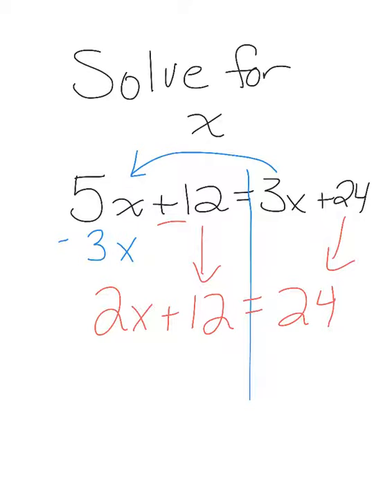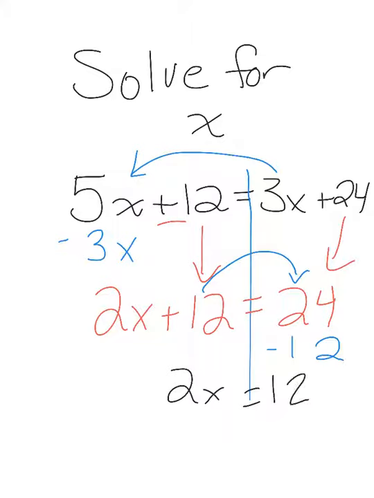So now I know all my x's are on one side, because they're all right here. Now I have to get my units on the other side. So my negative 12 is going to move over to this side. So I'm going to subtract 12. So from there, I'm going to bring down my 2x, because I didn't do anything with it. And then 24 minus 12 is 12.